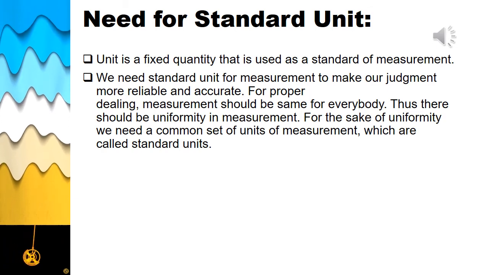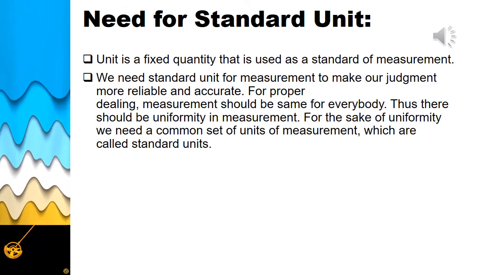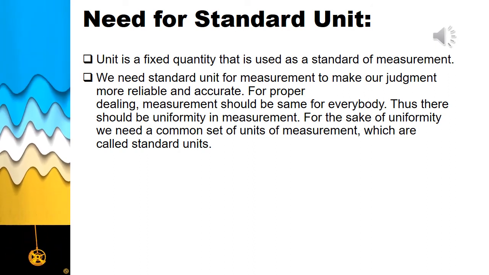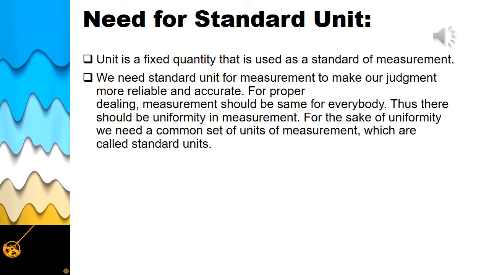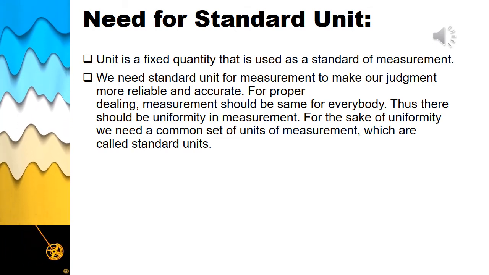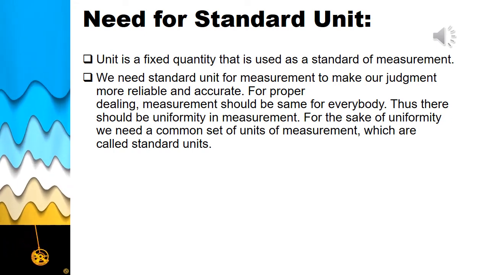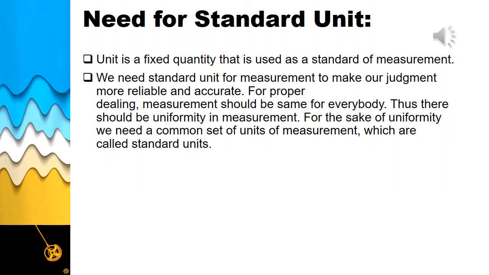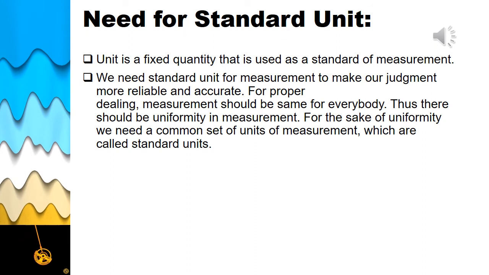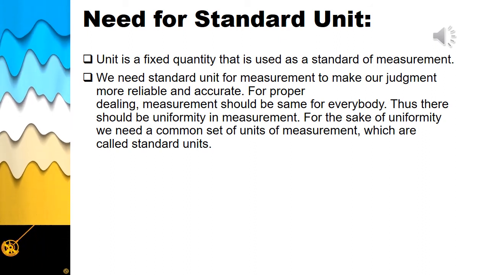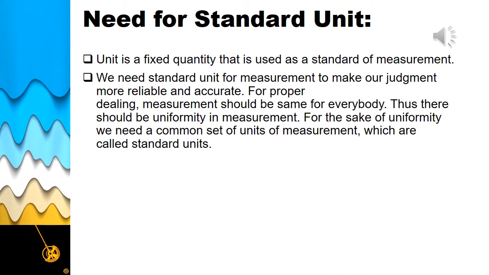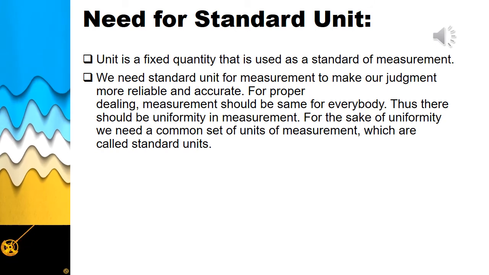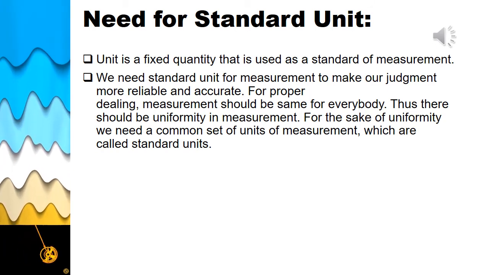But students, handspan, cubit, pace and other units based on the length of body parts are not accurate and reliable. They cannot be used as standard units of measurement as the length of body parts varies from person to person. Therefore, people realized the need for standard units of measurement. A unit is a fixed quantity that is used as the standard of measurement. We need standard units of measurement to make our judgment more reliable and accurate.